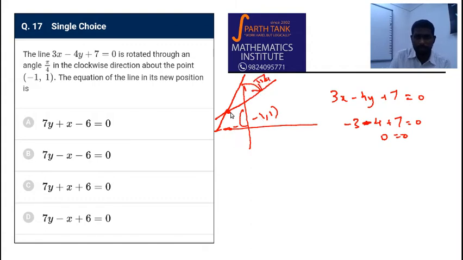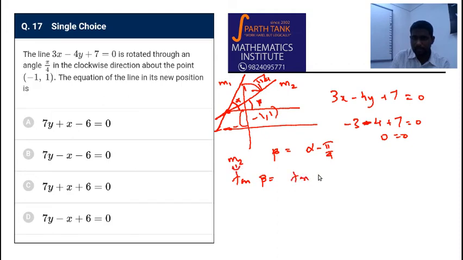Okay? So imagine if the angle of this line is alpha, the angle of the new line is going to be beta, then beta is nothing but alpha minus pi by 4, right? So it is very simple now. Find the slope of the second line. It also passes through this point minus 1 comma 1 and everything is solved. So the slope of the second line is tan beta. If this line's slope is m1 and this is m2, then m2 is tan beta, which is tan of alpha minus pi by 4. This is tan alpha minus 1 by 1 plus tan alpha, right?